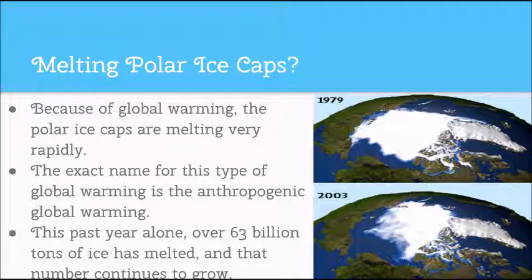Because of global warming, the polar ice caps are melting very rapidly. In the last 100 years, the world's global temperature increased by 1/2 degree Celsius. The exact name for this type of global warming is anthropogenic global warming. That refers to the production of greenhouse gases emitted by human activity. This year alone, over 63 billion tons of ice has melted, and that number continues to grow.